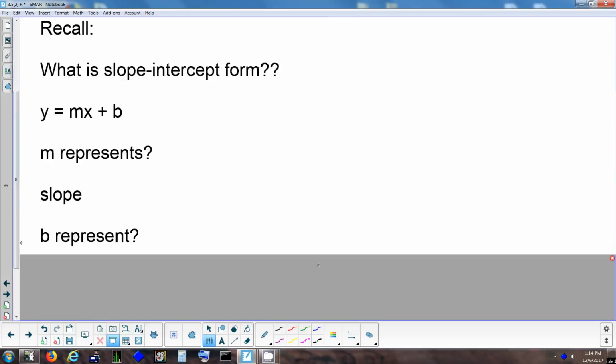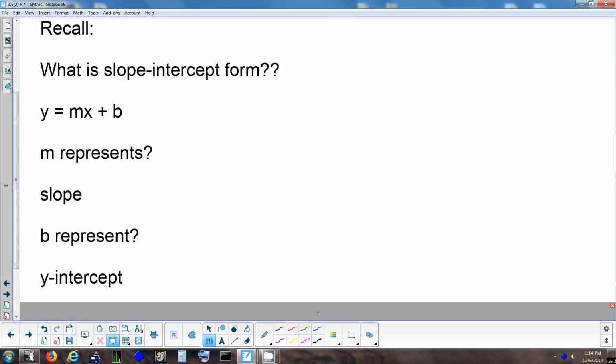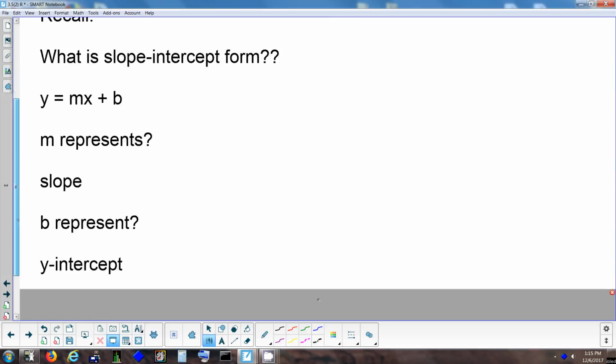How about b? What is b, Matt? Y-intercept. Can someone explain that to me simpler? What's the y-intercept? Where are the y-intercepts? What does that mean? Jack? Where the line crosses the y. Yep, where the line crosses the y-axis.